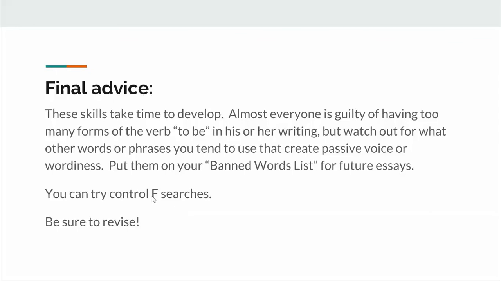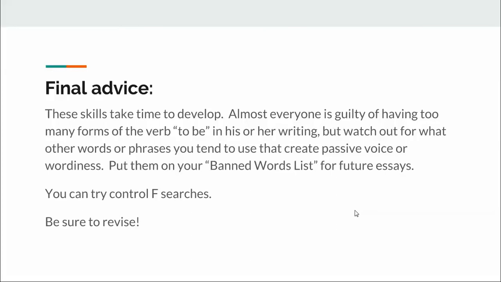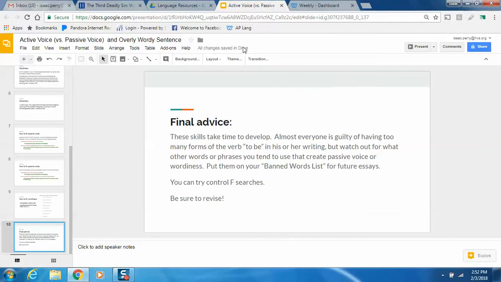You can always try Control F searches when you get done with an essay. You can Control F the word "was," Control F the word "were," and just see how often it's popping up. And if you see one paragraph where you've got it a lot, again, I bet you could probably revise the language in that paragraph. And that's the key word: revise. If you want this issue to go away, it's one of the things that you really need to catch in the revision stage.